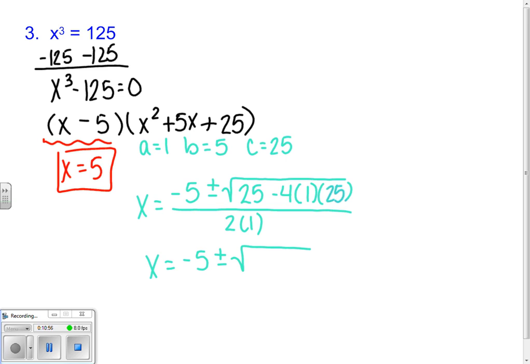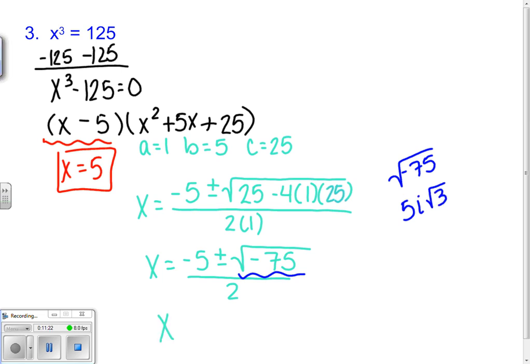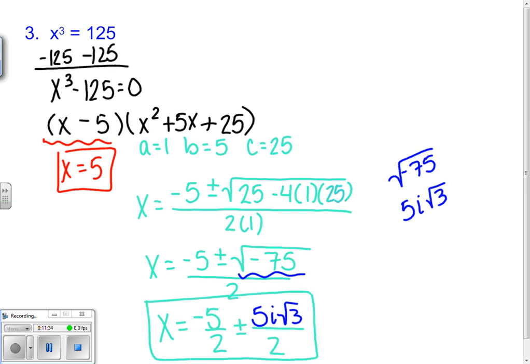Type that right into the calculator the way you see it. 25 minus 4 times 1 times 25 should give you negative 75 all over 2. The square root of negative 75, if simplified on the calculator, remember, don't put that negative underneath. That won't allow you to do anything. You should end up with 5i root 3. So if I uncommon denominator and simplify, I get negative 5 over 2 plus or minus 5i root 3 over 2. I can't reduce, so I'm all done. There are the 3 roots I anticipated with the cubic.